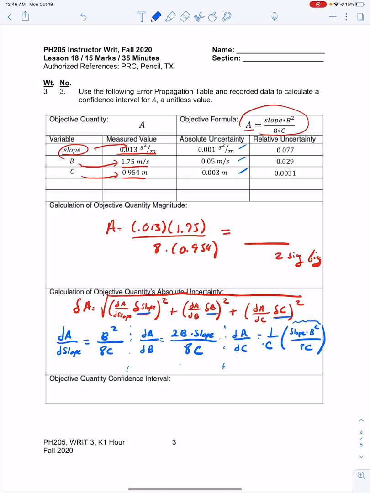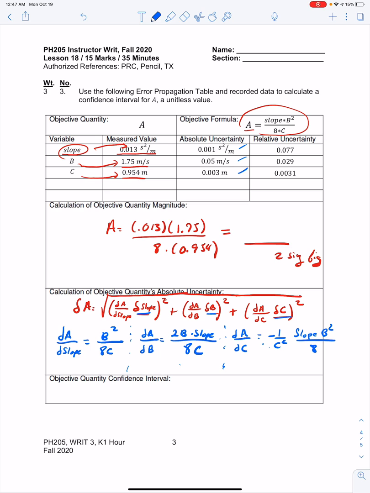When it's 1 over c, bring the c upwards, bring this into the numerator, that would be c to the negative 1, and then you apply the power rule, c to the negative 1 minus 1, bring this negative 1 down, that would be negative 1, and what you're left with is minus 1 over c squared times slope times b squared over 8. And you're done finding the partial derivatives.